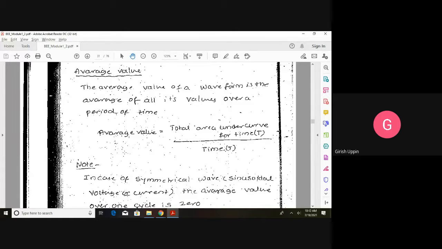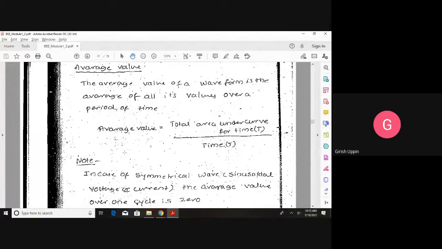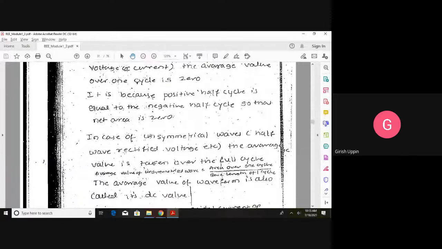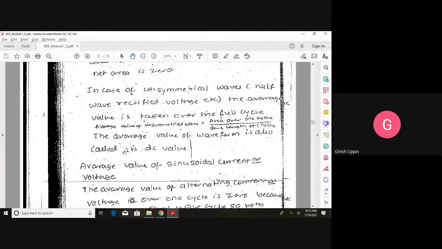Then what is a symmetrical waveform? If the positive cycle is exactly the same as the negative cycle, then we call it a symmetrical waveform. For example, a sinusoidal waveform is a symmetrical waveform. And if it is an unsymmetrical waveform, then we take the average over one complete cycle. So you have to remember: for a symmetrical waveform, we take a half wave; for an unsymmetrical waveform, we take a full wave.